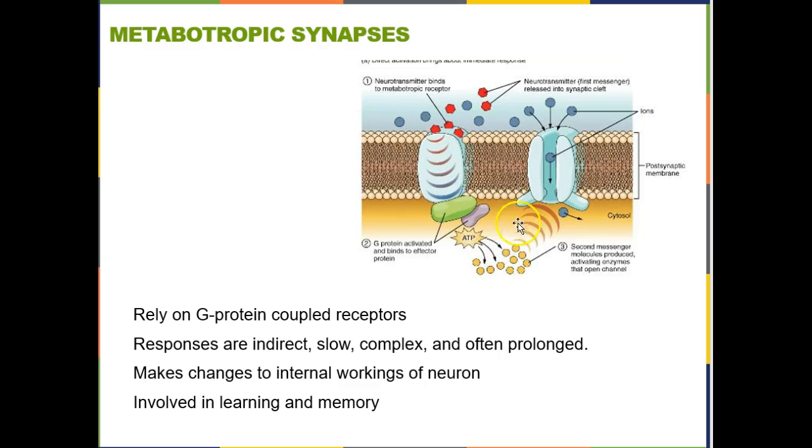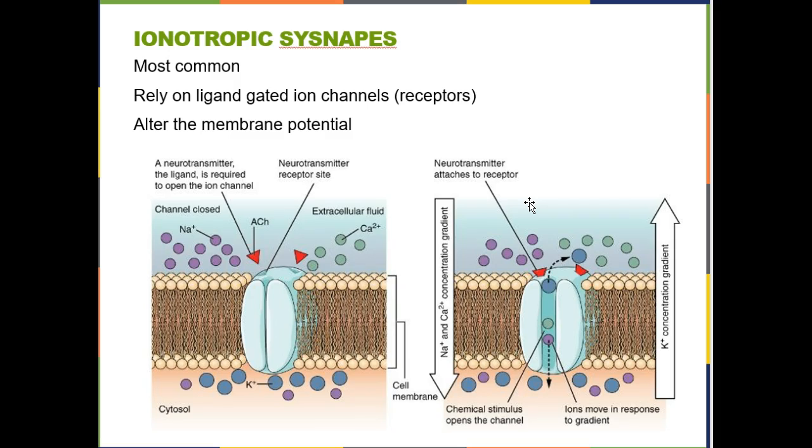Your metabotropic receptors can ultimately activate, open, and close ion channels, so you can get sort of traditional depolarization, hyperpolarization results from a metabotropic receptor, but they also can affect more long-term physiological functions of the neuron.